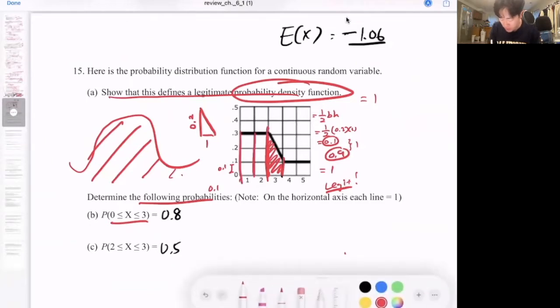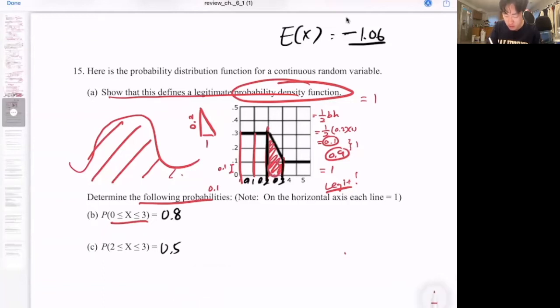They probably should have labeled this a little bit better because I can't read this. That's 1, that's 2, and that's 3. So between 2 and 3, it should be labeled like that. We're really looking at this one box in this triangle, so that should be 0.2 instead. My apologies there, guys.